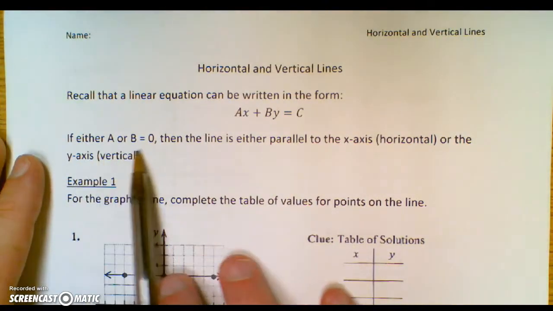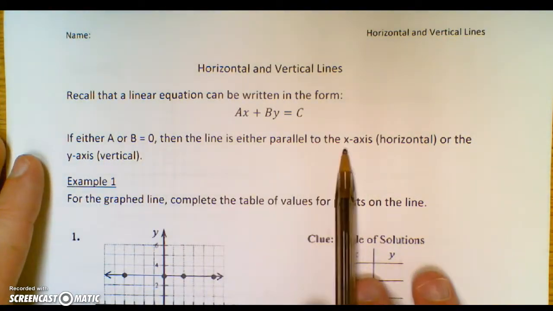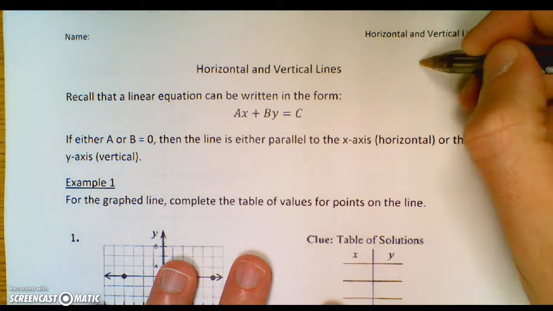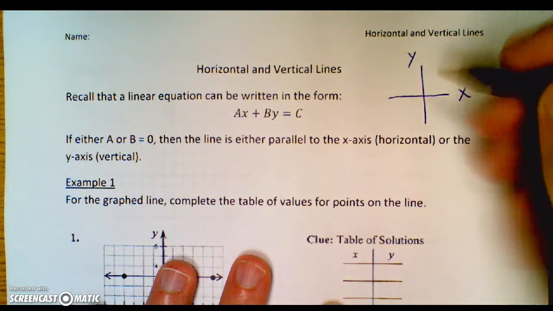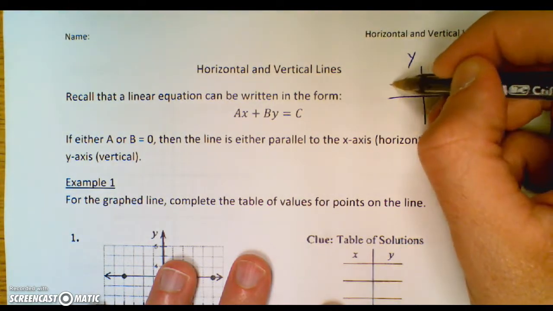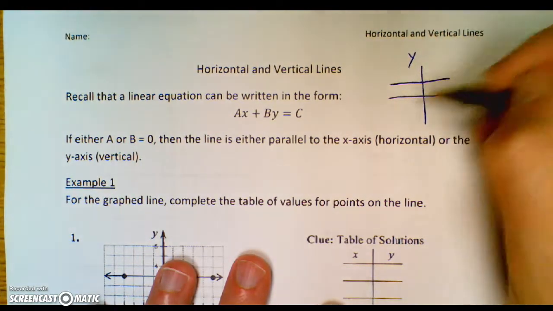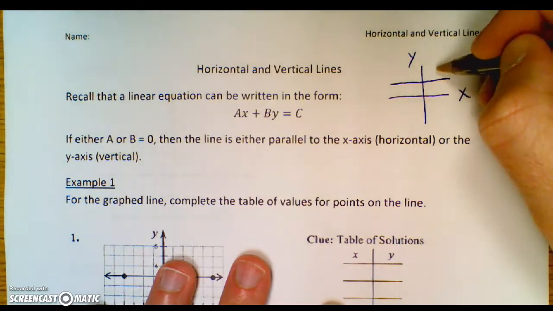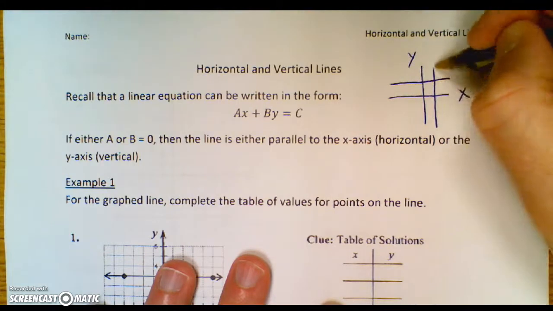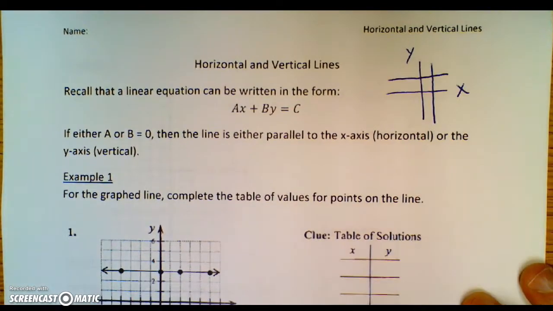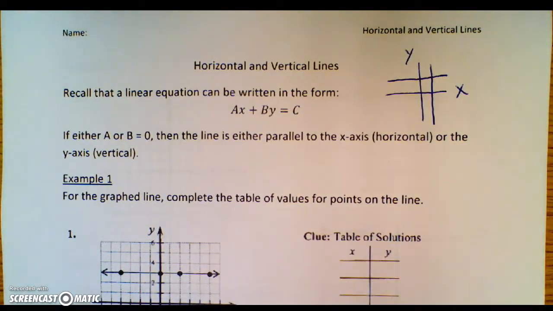So it says if either a or b is 0, then the line is parallel to one of the axes. Remember, here are your axes, x and y. Parallel to the x-axis means it would go this way. And if it was parallel to the y-axis, it would be vertical, going this way. So you could have horizontal lines or vertical lines. Let's look at some graphs and see the situations where this happens.